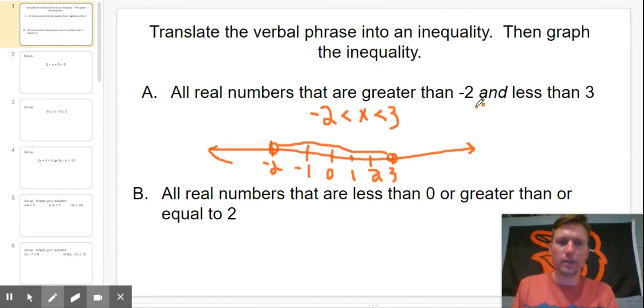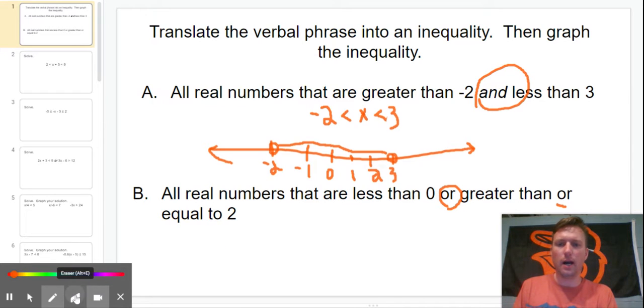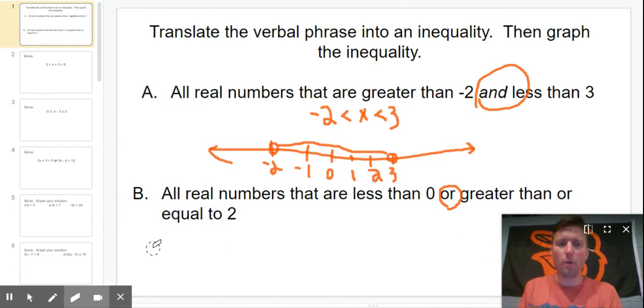Now, this is using the word "and" to include both of them. What happens if you use the word "or"? It says less than 0 or greater than or equal to 2. In this case, you would actually not have them touching. It's going to do one or the other.